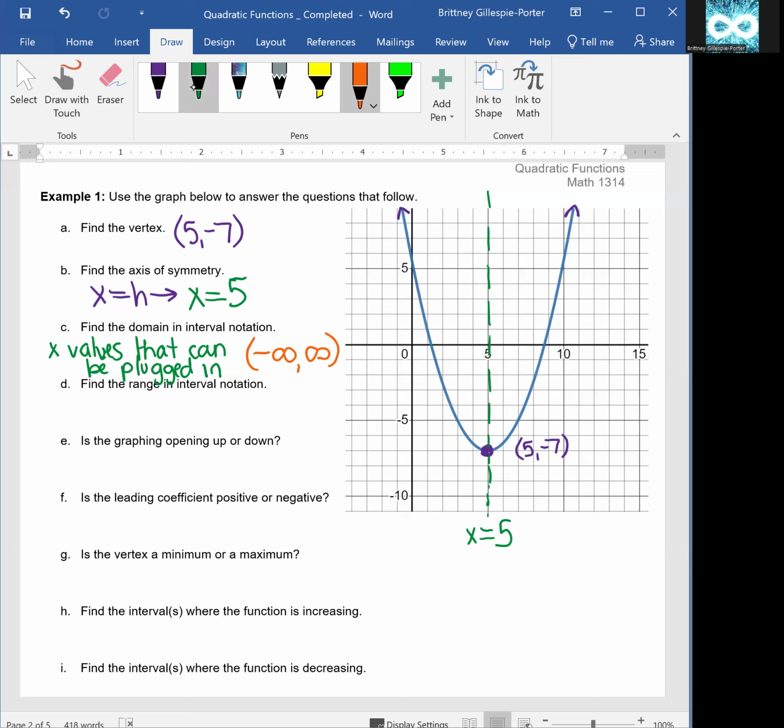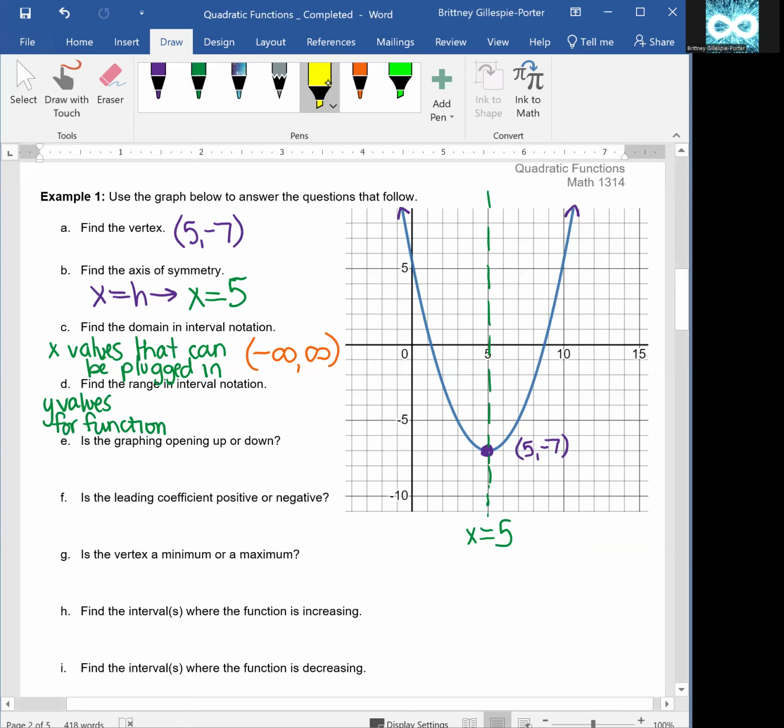Next, it asks for our range in interval notation. Remember that our range are our y values for the function, or our output if you're used to input-output. So when you're doing your range, instead of working from left to right, like we do with our x values, we're going to work from bottom up. And you'll notice that our function does not go below this yellow line I just highlighted. It only goes up. What is the smallest y value that we can be? Well, if I'm looking at this yellow line, it crosses at -7 on the y's. So smallest y is -7.